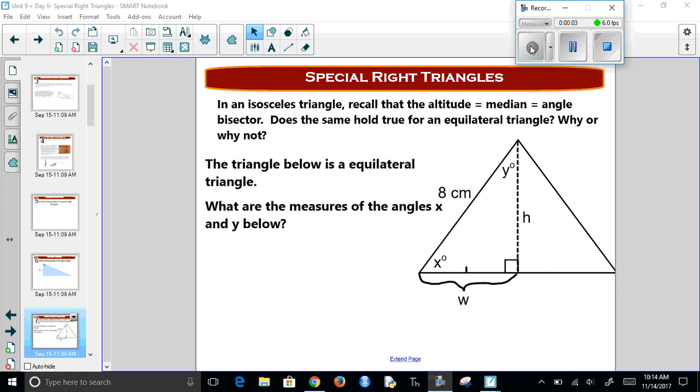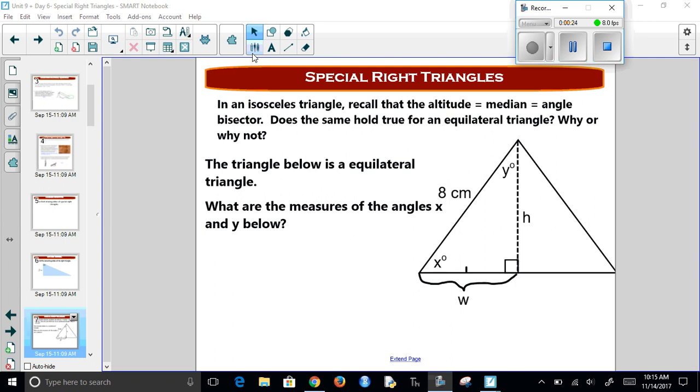All right. Now we're going to look at special right triangles. In an isosceles triangle, remember that the altitude, the median, and the angle bisector are all the same thing. Does it hold true for an equilateral triangle? Yes, of course, because an equilateral triangle is also an isosceles triangle. It's just a subset of it.